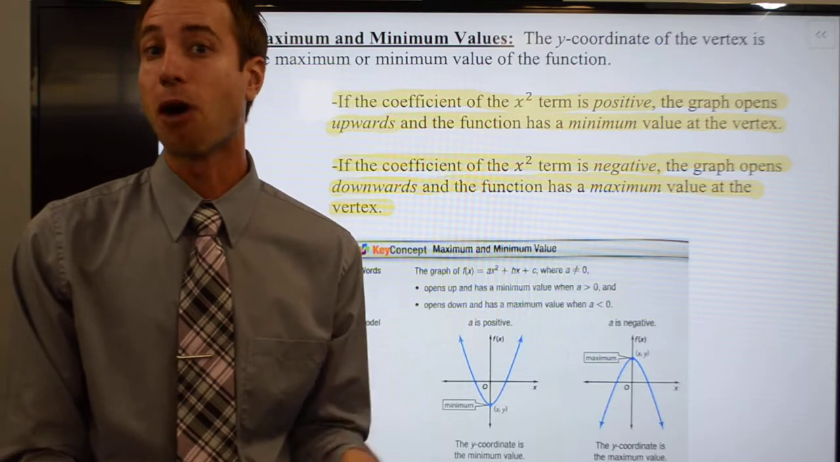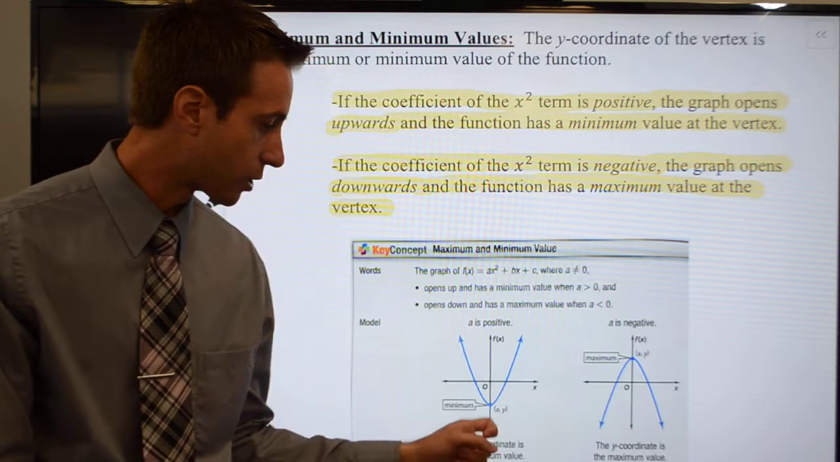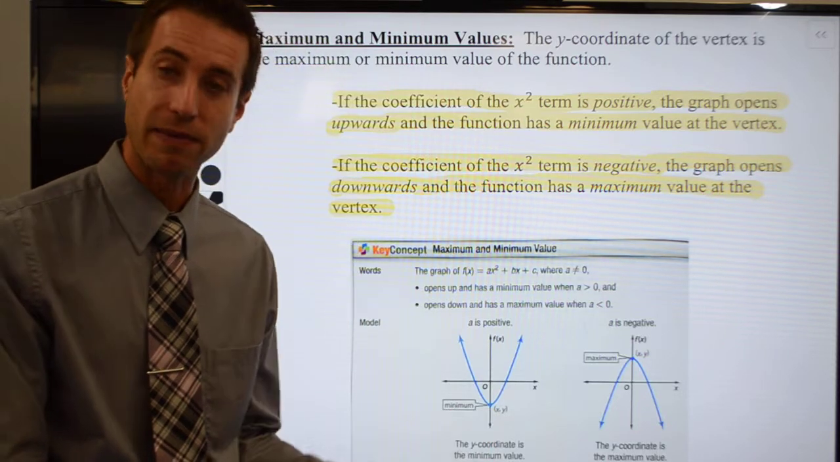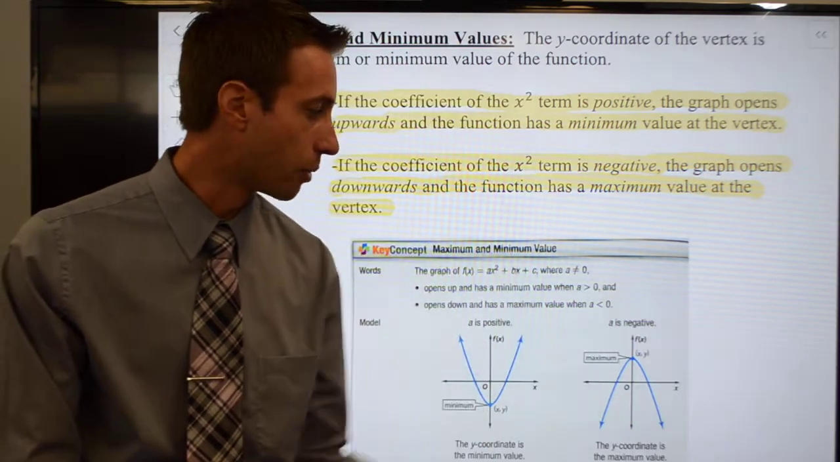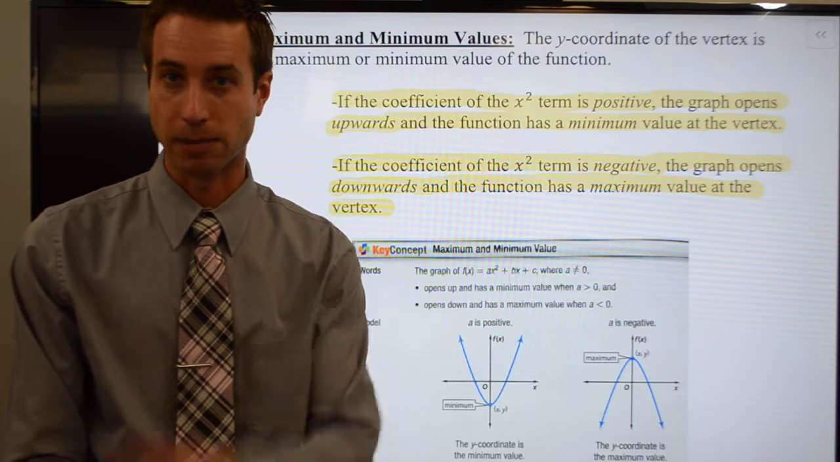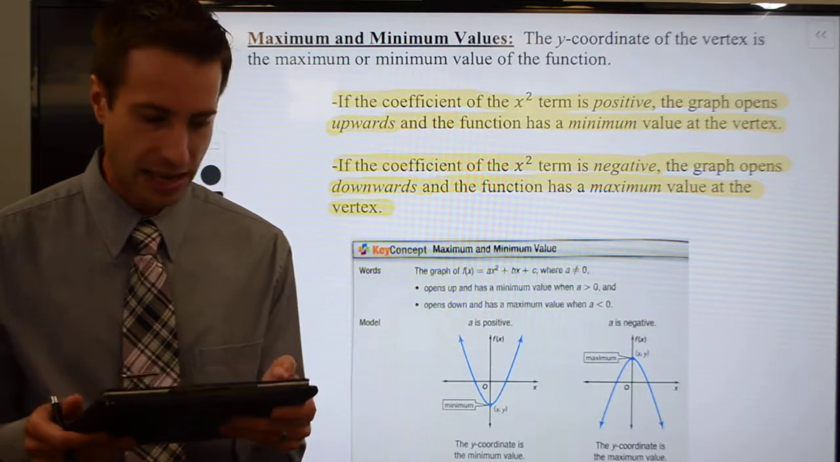And if a is positive, your vertex will be a minimum. If the graph opens up, the vertex is a min. If the graph opens down, your vertex is a maximum. Let's go ahead and get some practice doing this on the next page.